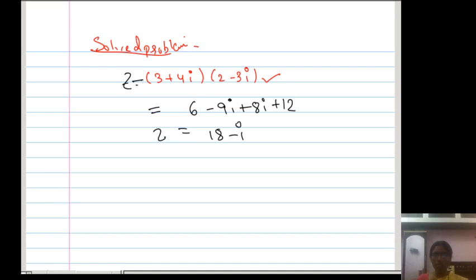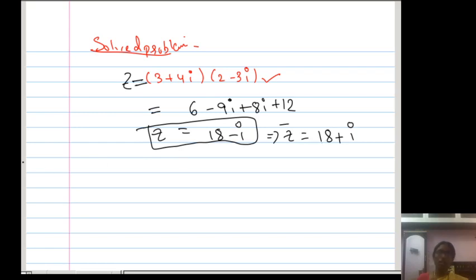I want to find Z bar. What is Z bar now? 18 plus i. Because (Z1 Z2) bar is equivalent to Z1 bar into Z2 bar, both are the same. First I simplified this product, then I got one complex number, then I am applying Z bar, replacing i by minus i. This is how to do the conjugate problems. All are the same model.